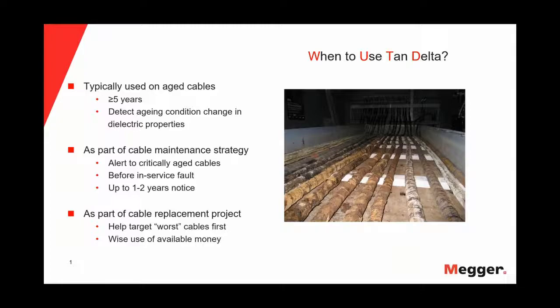So what we're going to do is go into when to use tan delta. Of course, it's typically used on aged cables, 5 years and greater, and we also use this to detect aging condition and change in dielectric properties of these cables. As you can see in this picture to my right, this is a cable tray with old cables in it, a service-aged cable. It's also used as part of the cable maintenance strategy. It's going to alert you to critically aged cables before in-service fault, with up to 1 to 2 years notice.